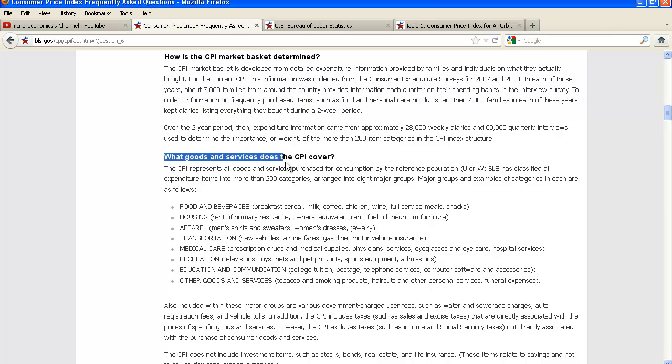What goods and services does the CPI cover? Well, take a look. The CPI represents all goods and services purchased for consumption by the population. When we say population, we mean either U or W. The CPI measure you hear commonly talked about in the press is CPI-U, which is urban. CPI-U, the U stands for urban, which represents almost 90% of all Americans. So that's the most common one.